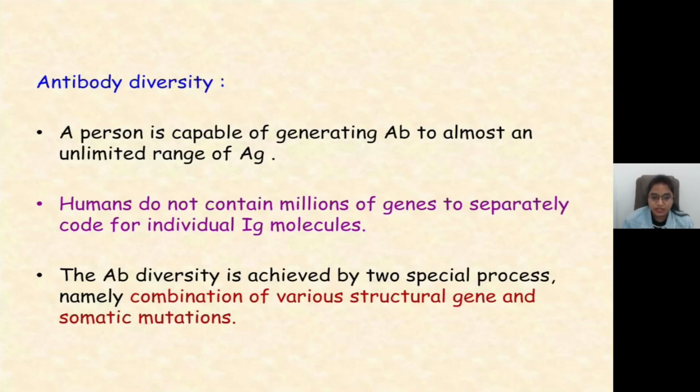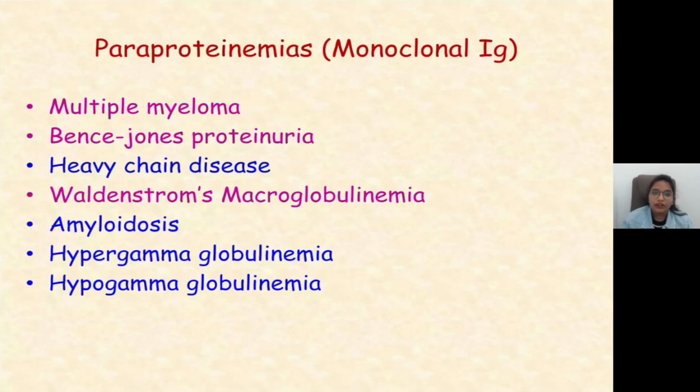Antibody diversity, what is it? A person is capable of generating antibodies to an almost unlimited range of antigens, and humans do not contain millions of genes to separately code for individual immunoglobulin molecules. So antibody diversity is achieved from two sources: a combination of the structural genes and somatic mutation. Mutation means changes, right?